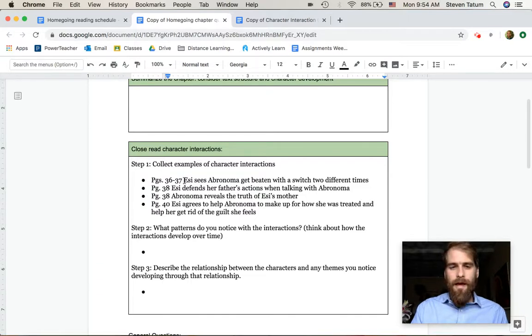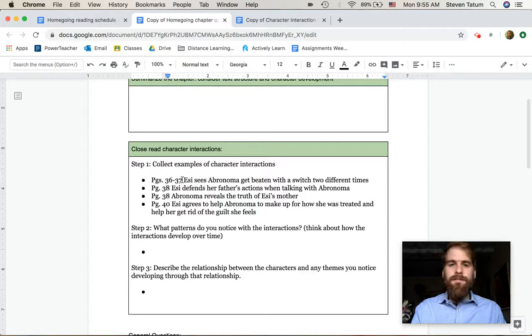So with Esi, I looked at her interactions with Abronoma, or Little Dove, the house girl that her father and mother take into their house to do some of the work around the house, I guess. She is from the other region of Ghana. You probably noticed they're talking about Asante and Fante as 2 different kinds of clans in Ghana. Esi is in the Asante region and Abronoma is from the Fante region. And I just noticed these few interactions that they had.